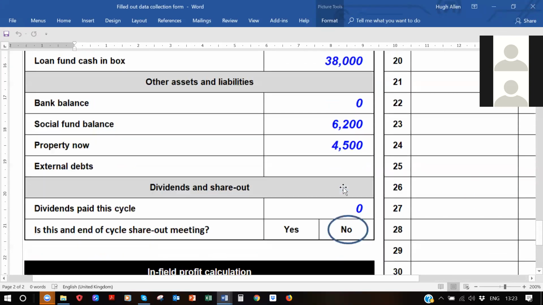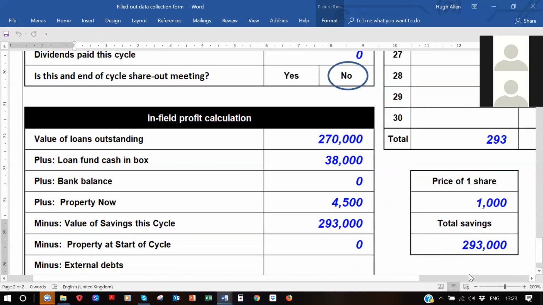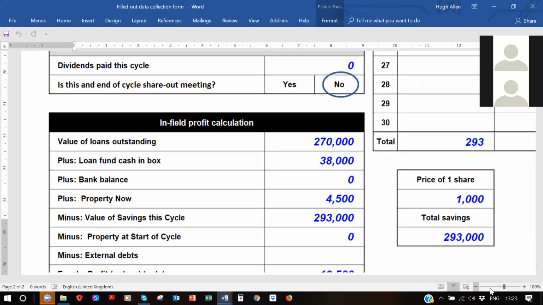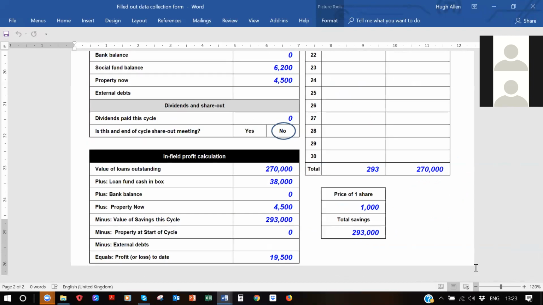Okay, are there any questions about that before I move on, or any clarifications that you would like about the data collection form? This is just a revision from last week.